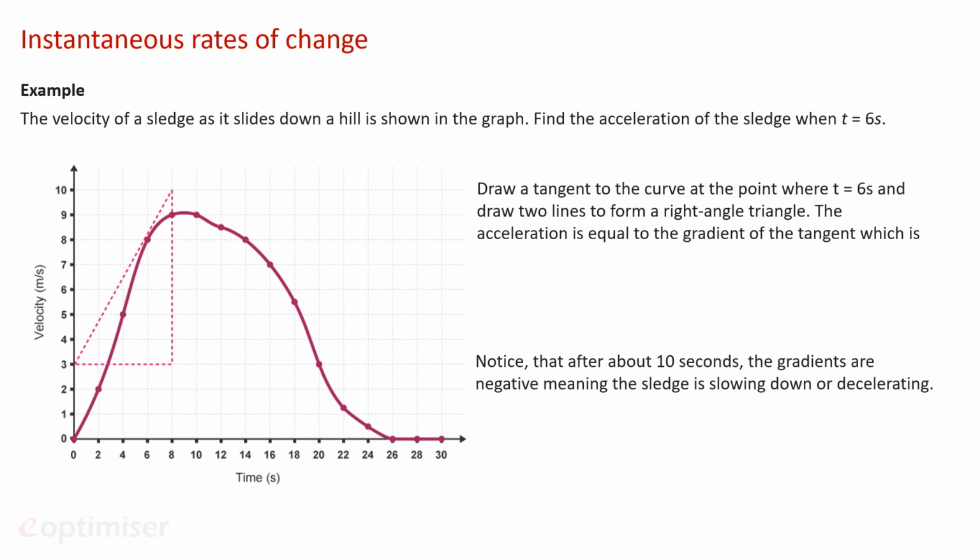When you draw the line, you get the tangent, and the change in y is equal to 7. That means y changes from 3 to 10. The change in x is from 0 to 8. Therefore, change in y over change in x is equal to 7 meters per second over 8 seconds. That is 0.875 meters per second squared. Looking at this, after about 10 seconds, the gradient is negative, meaning the sledge is slowing down or decelerating.